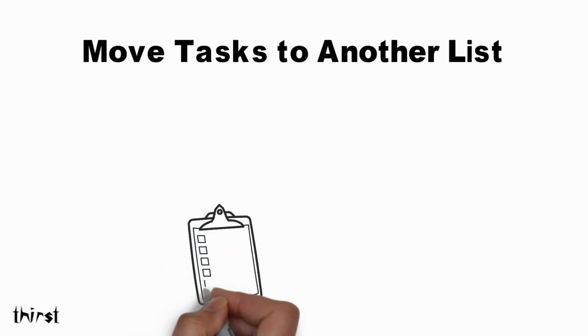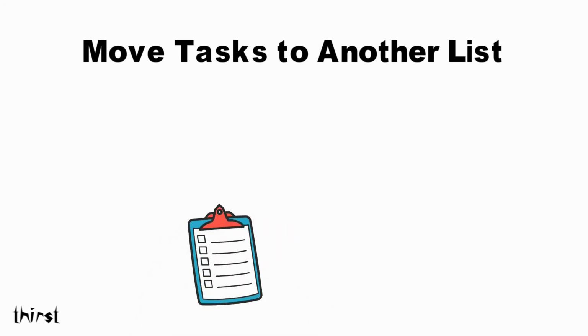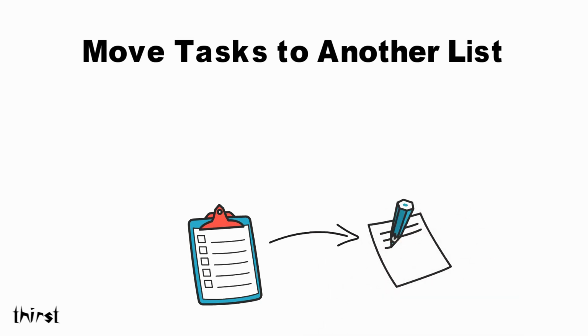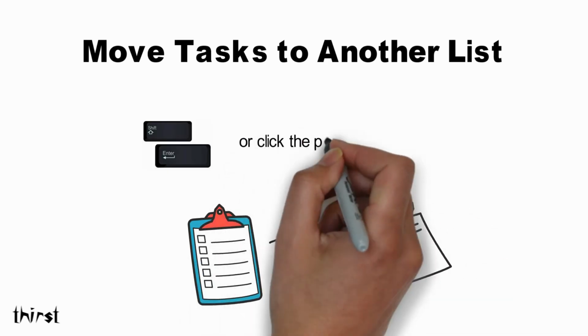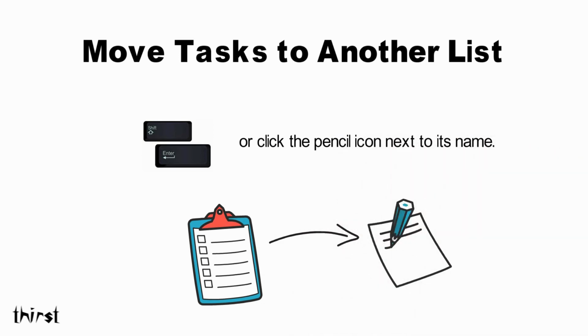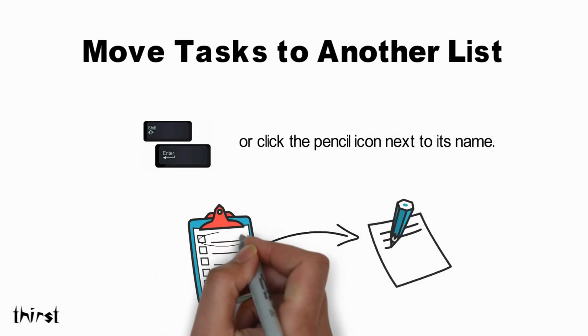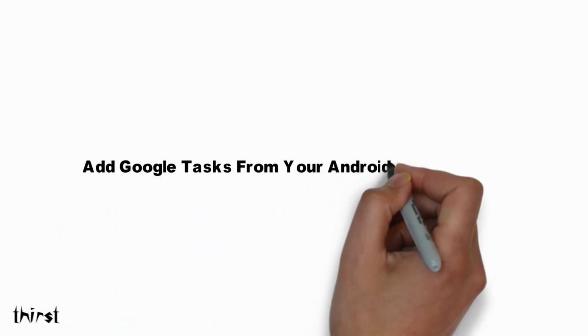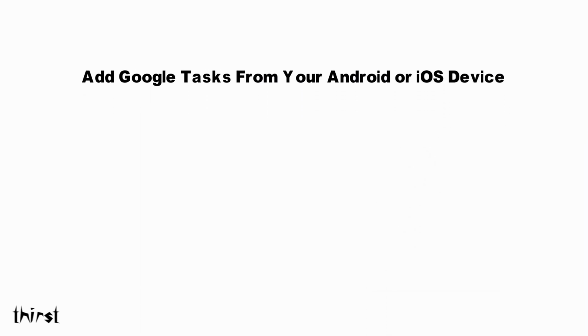Move tasks to another list. If you change your mind about where a task belongs, move the task from one list to another. To move a task into another list, highlight the task and press Shift plus Enter, or click the pencil icon next to its name. Select the list name, and from the drop-down menu, choose the list to which you want to move this task.